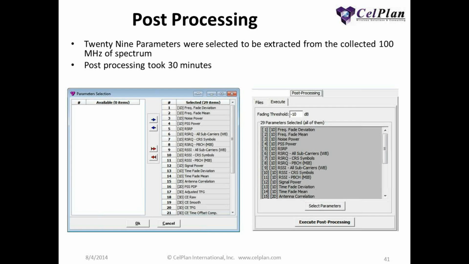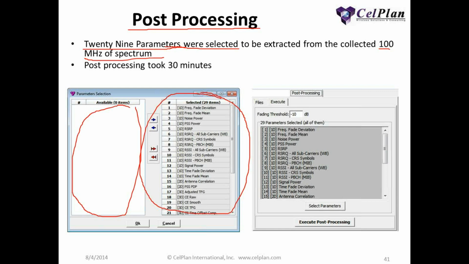Well, then we need to do post-processing. We have 29 parameters today that we selected to be extracted from the 100 megahertz of spectrum. You can extract from 1 to all of the 29 parameters. You just go here, see what is available, and you move this to the other screen, and then this will be post-processed.